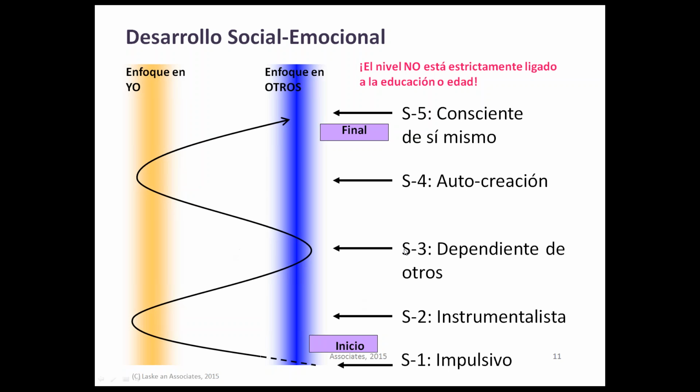So for instance here at S3, dependiente de otros, a person, your client, and you as a coach as well, you define yourself as being dependent on others internally. So your teachers, your parents, your colleagues are internal voices in you, and they determine what you do. And if you lose a group you are part of, you are lost because you have not yet created your own identity. And so most coaching clients and coaches, I would think, are between 3 and 4.